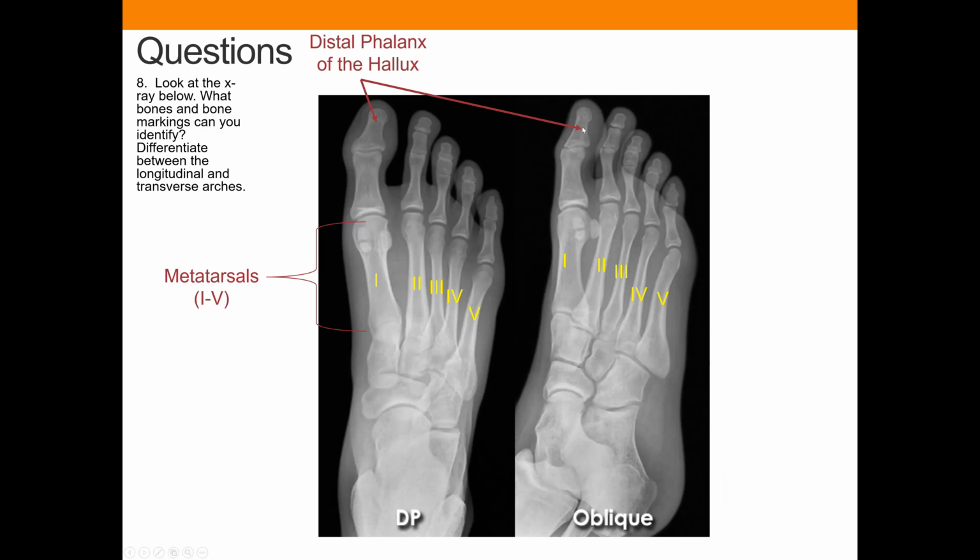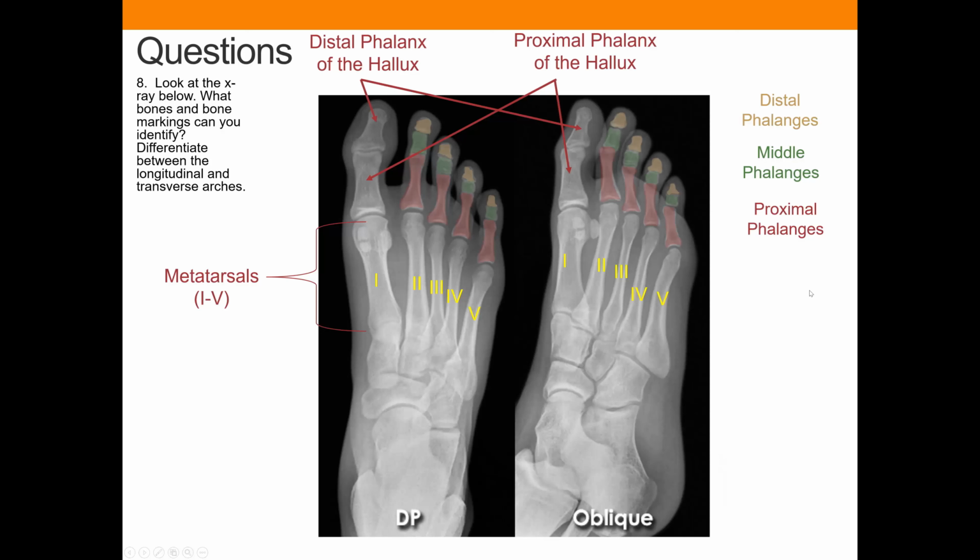We can also see the hallux, which is another name for the big toe, and the hallux only has 2 phalanges. So this one that I've labeled here would be the distal phalanx of the hallux on both sides, and this would be the proximal phalanx of the hallux. If we look at the other 4 toes, they each have a proximal phalanx, so there are 8 proximal phalanges. The ones colored in green are the middle phalanges, and the ones in yellow are the distal phalanges. So just like the hand, each foot has 14 phalanges.